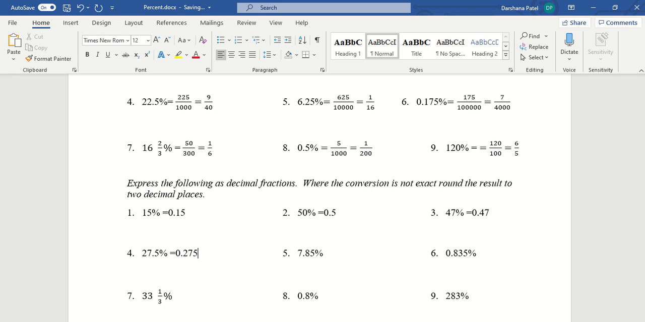This will be then 0.275, this will be then 0.07, 0.0785, and then this one dividing by 100, meaning moving 2 decimals to the left, we get 0.00835. Okay.